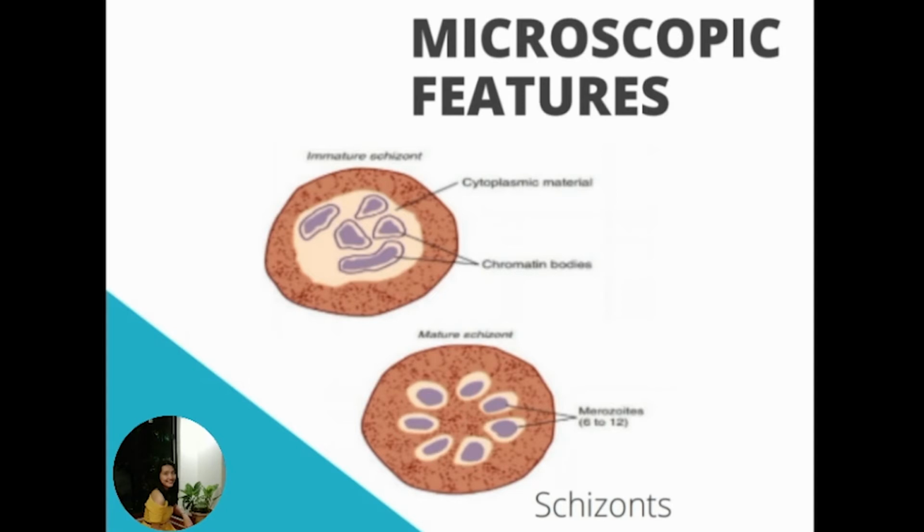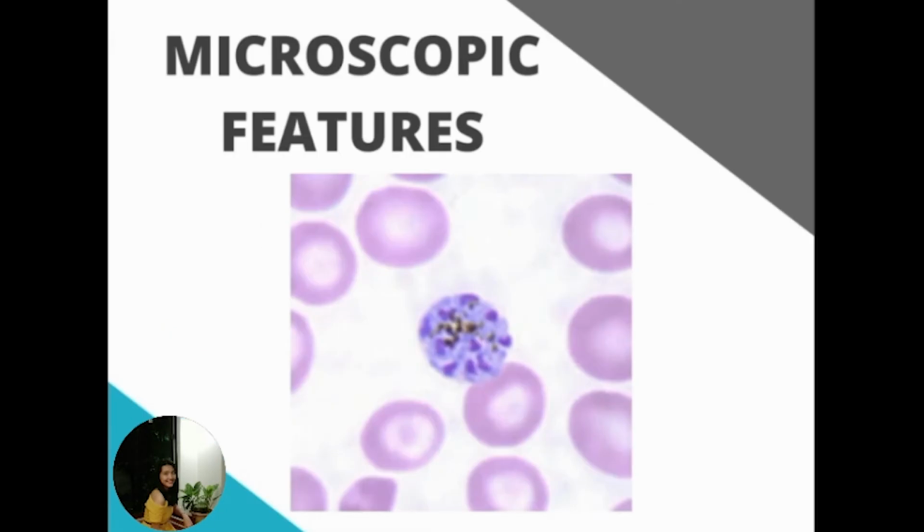Mature schizonts nearly fill the normal-sized host RBC, with pigment often peripheral. Schizonts can be common in peripheral blood circulation. This is the appearance of the schizonts on the microscope. Like I mentioned, Plasmodium malariae schizonts have 6 to 12 merozoites with large nuclei clustered around a mass of coarse dark brown pigment. Merozoites can occasionally be arranged in a rosette pattern.